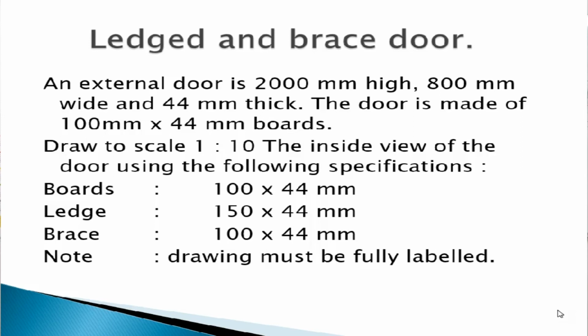Once again, your ledge and brace door. External door is 2 meters high by 800 wide and 44 millimeters thick. The door is made of 100 by 44 millimeter boards. We need to draw to scale 1:10 the inside view of the door using the following specifications. My boards are 100 by 44 millimeters. My ledge is 150 by 44 millimeters. My brace is 100 by 44 millimeters. Please note, drawing must be fully labeled. If you do not label a drawing in its entirety, we lose marks for that.